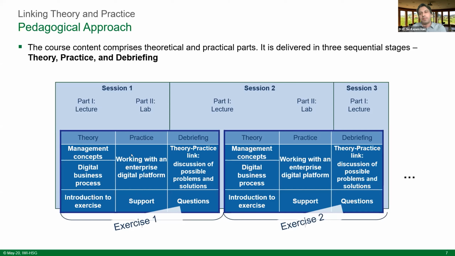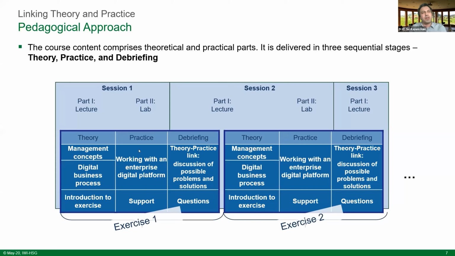Then we move to the lab, and they have 2 hours to work on a quite extensive and comprehensive exercise to practice what we have seen as theory in the lecture before. And then they are done. Then next week, we start with a debriefing session. So in session 2, we start with a debriefing session, and this is a debriefing on exercise number 1.